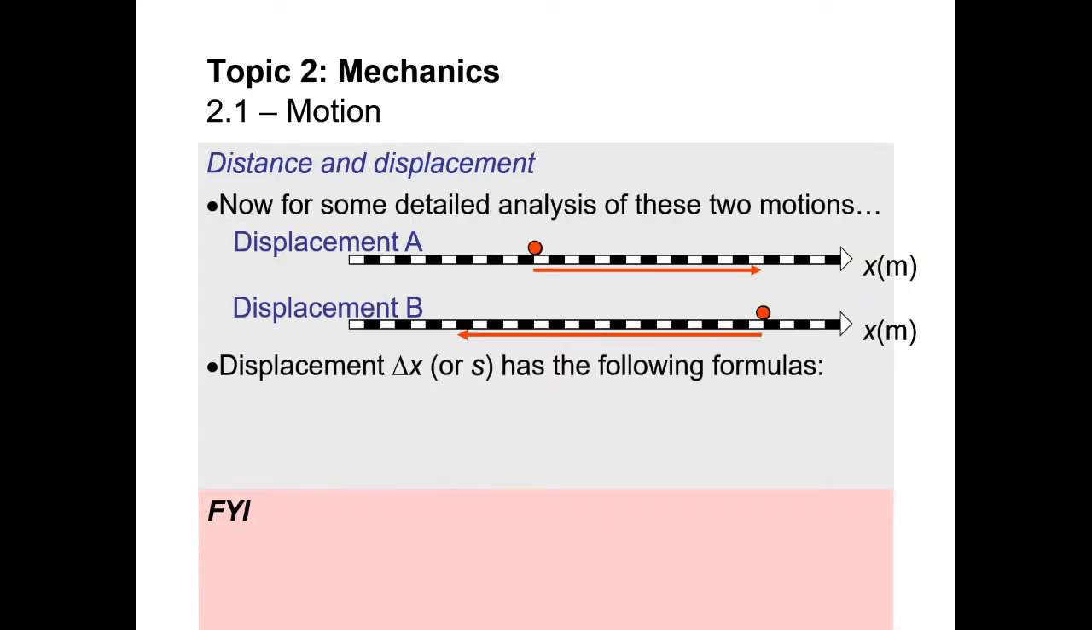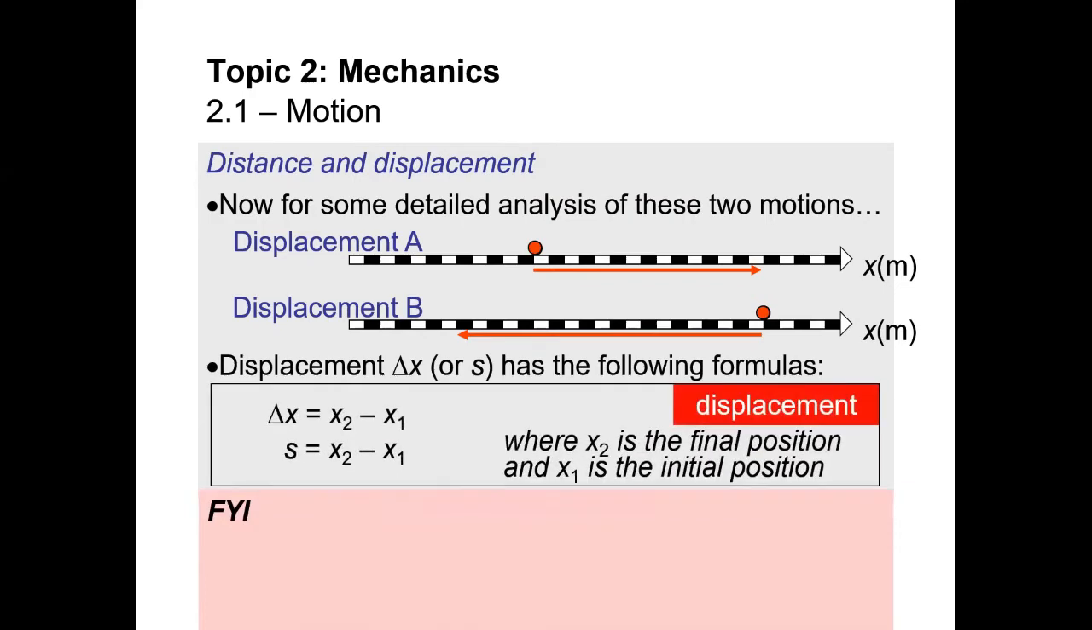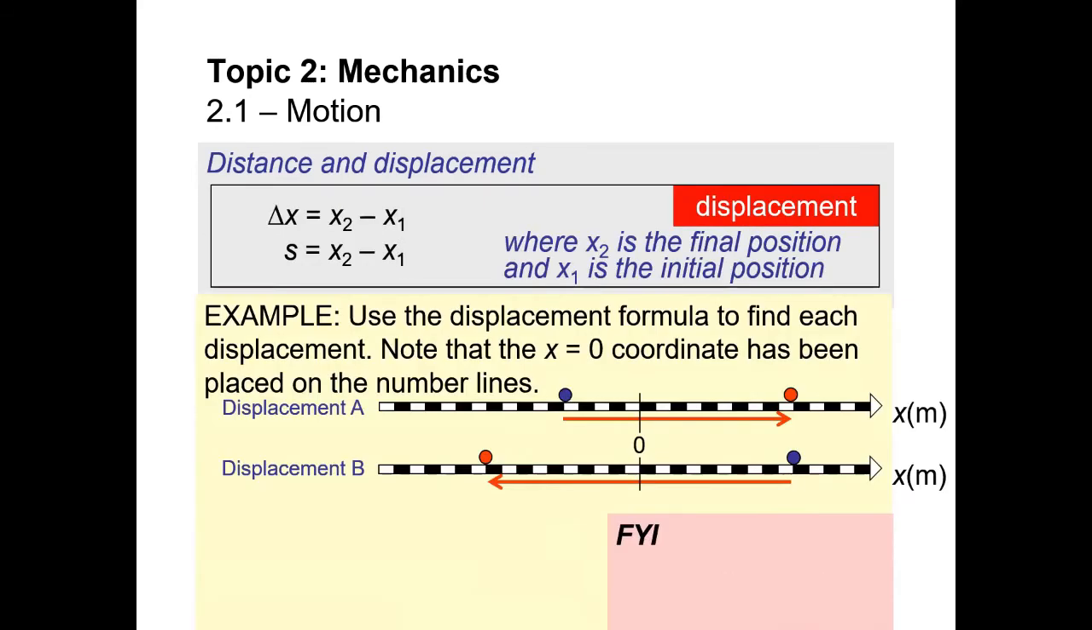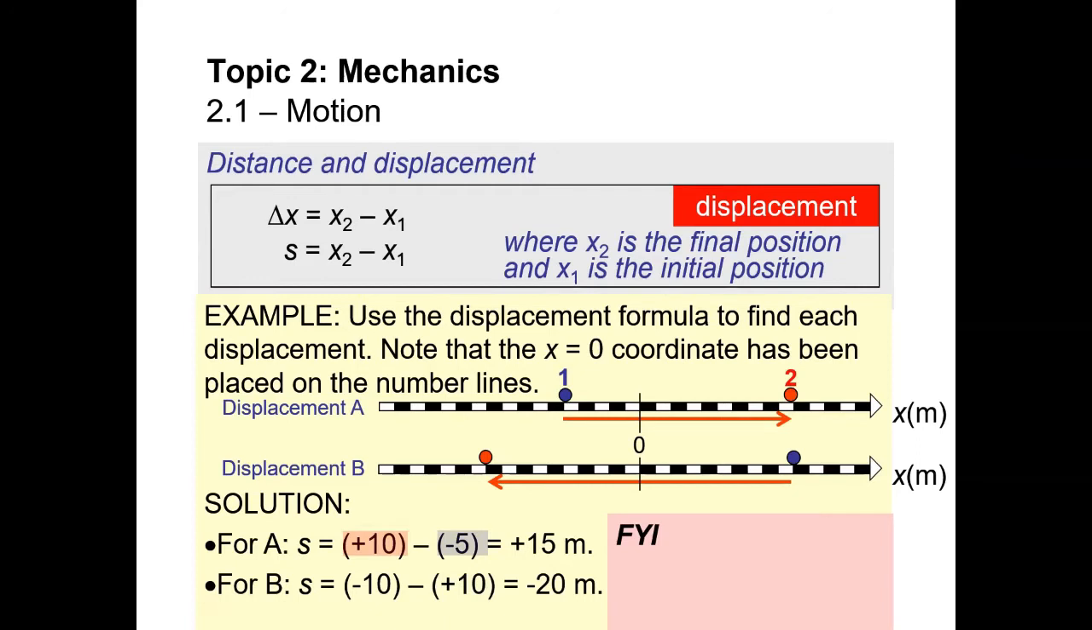Now, for some detailed analysis of these two motions, displacement, delta x, has the following formula: final position minus the initial position. Use the displacement formula to find each displacement. Note that the x equals 0 coordinate has been placed on the number line. For A, displacement equals final position 10 minus initial position minus 5. That gives us plus 15 meters, which is to the right. For B, displacement equals final position minus 10 minus initial position plus 10. That gives us minus 20 to the left.